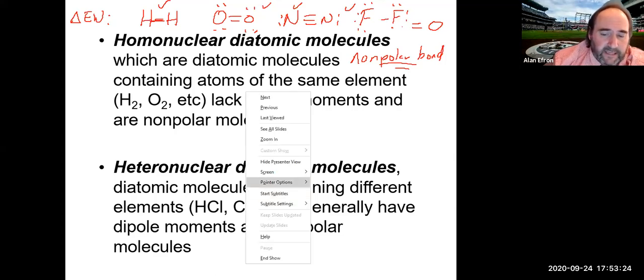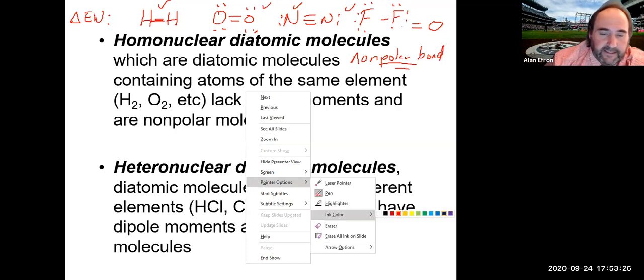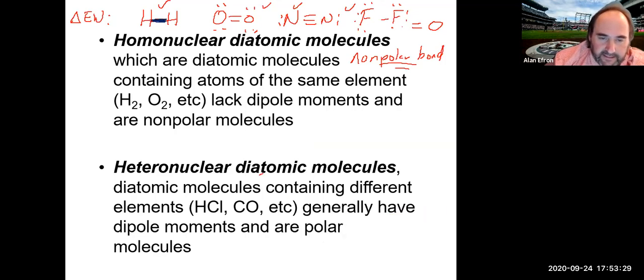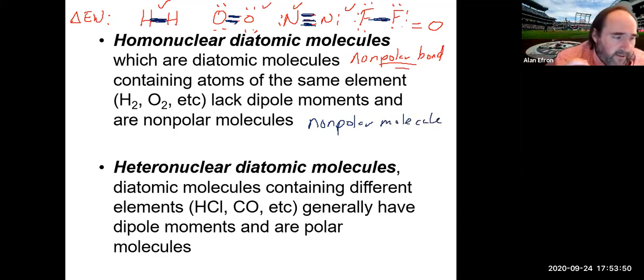Now, because these are diatomic molecules, as I mentioned, this nonpolar bond that exists in all of them is the only bond in the entire molecule. And because the only bond in the entire molecule is nonpolar, each of these would also end up being a nonpolar molecule. So this is one of the places where bond polarity and molecular polarity will be the same, and that's a case where you have a diatomic molecule. If that one single bond is nonpolar, then the entire thing would be nonpolar.